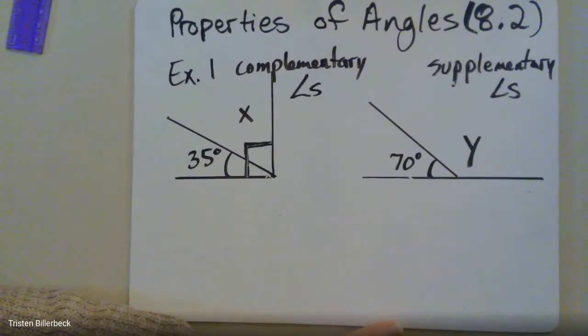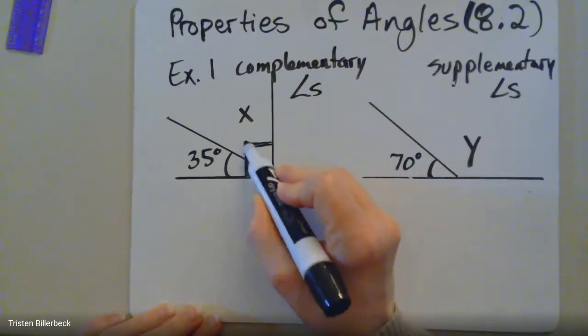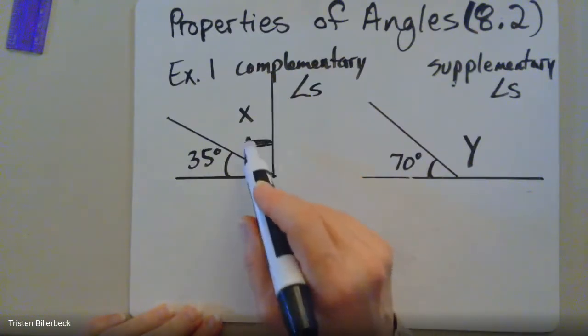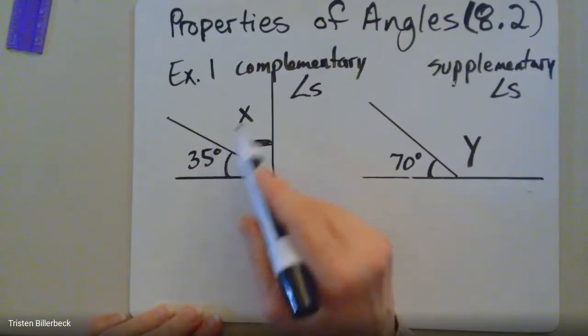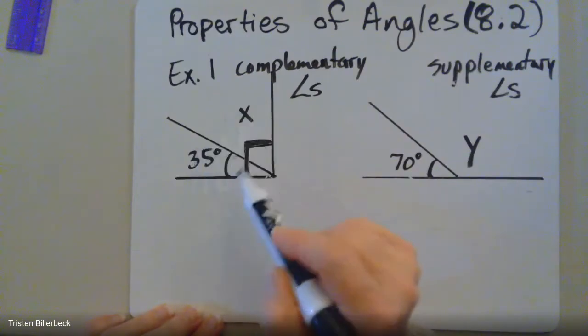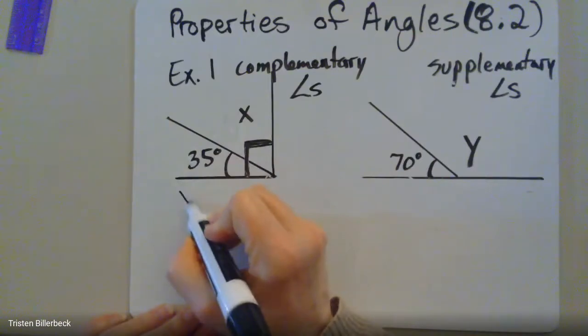So if you remember, complementary angles, they add up to how much? Well, if you thought 90 degrees, you would be correct. So this little box here indicates a 90-degree angle or a right angle. So that gives us a hint that these two adjacent angles, when you add them, should equal 90 degrees. So we can use a little bit of math here.